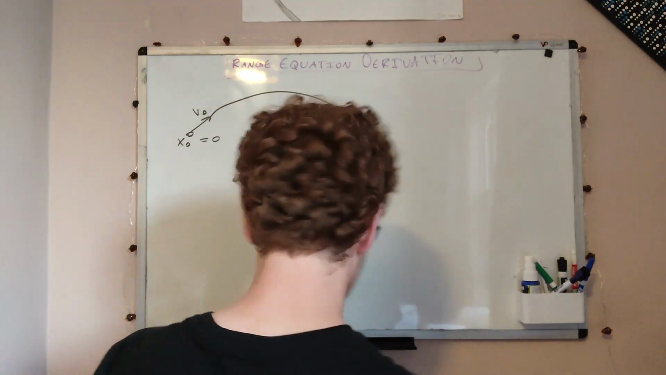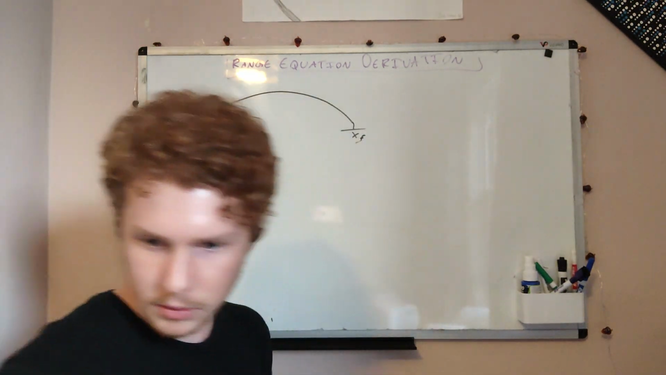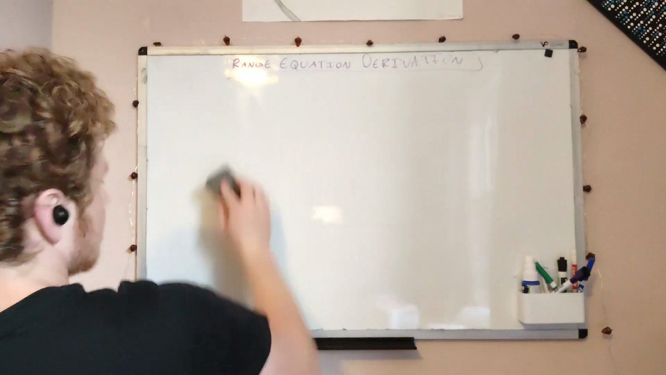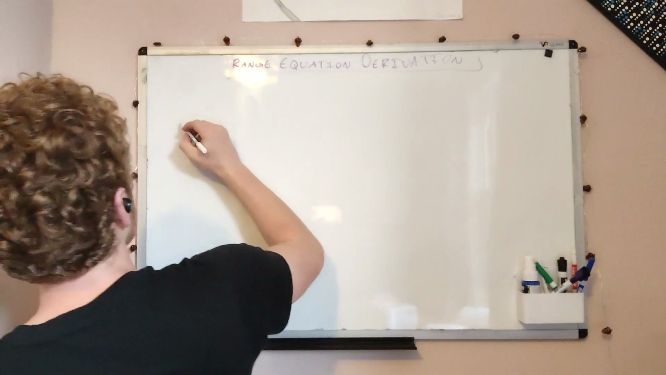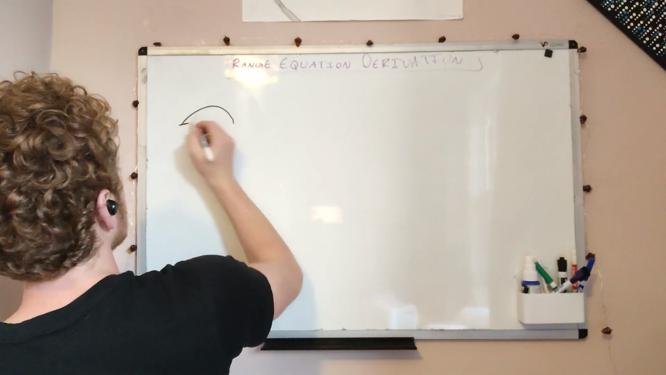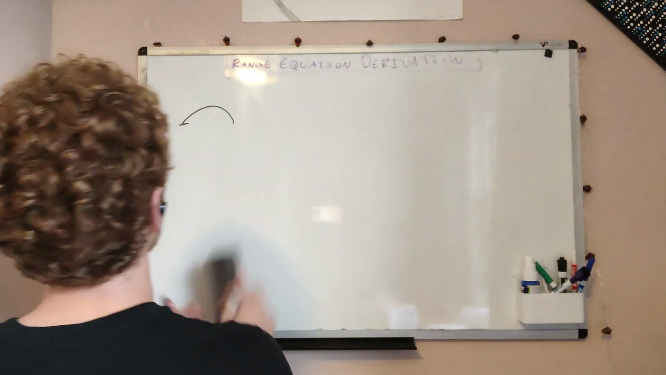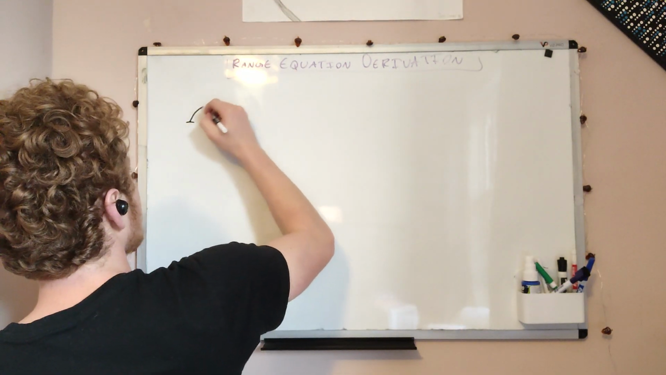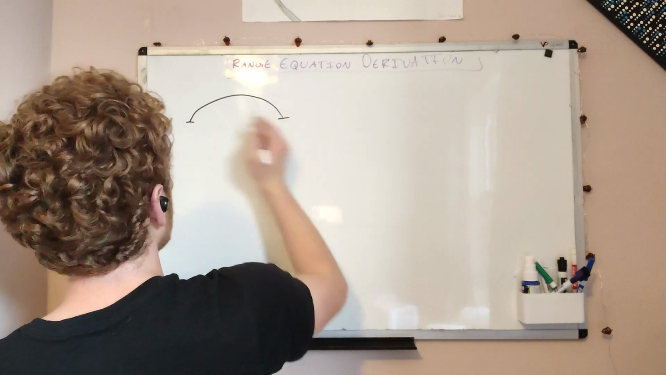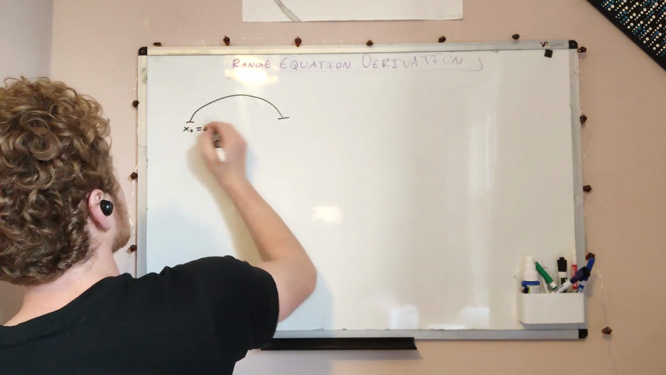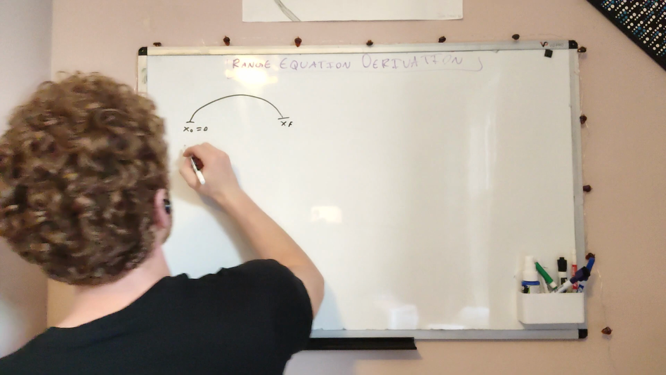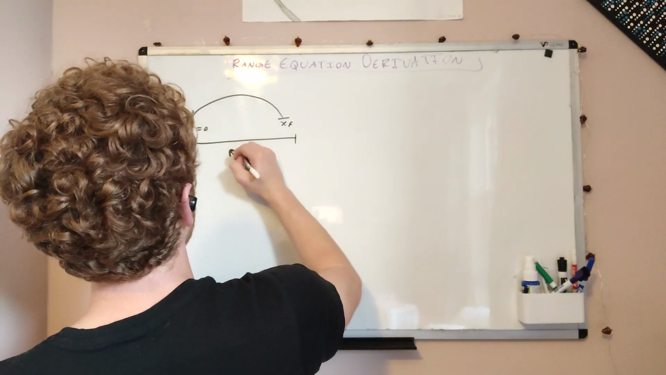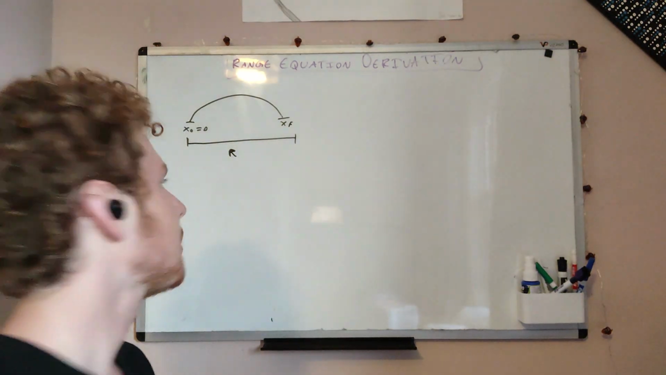Let me make this smaller. So let me just draw a little bit smaller. There you go. X naught equals 0, and then we have xf. And what we're trying to find here is this distance here. We're going to call it r. So why not? All right.